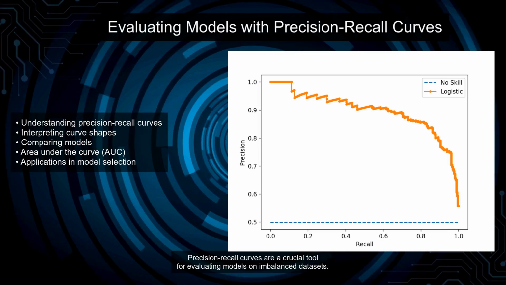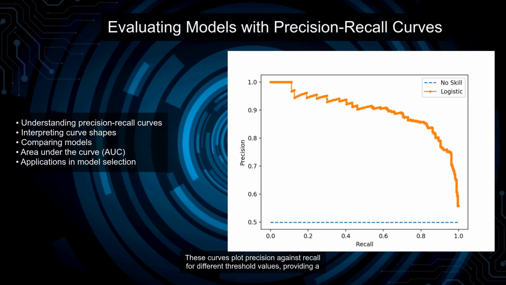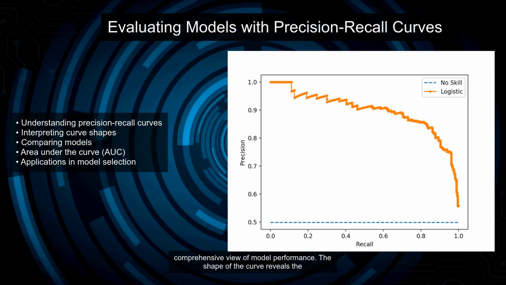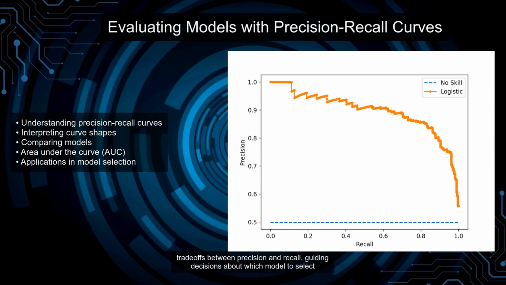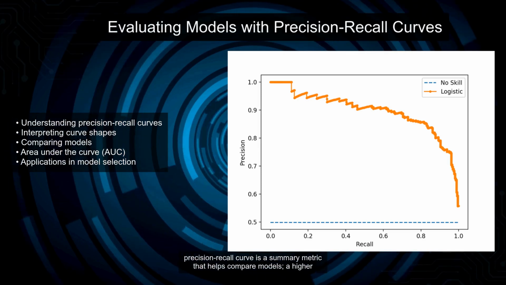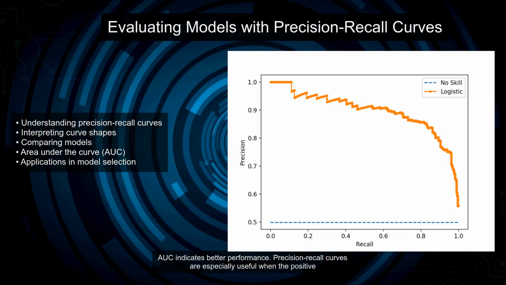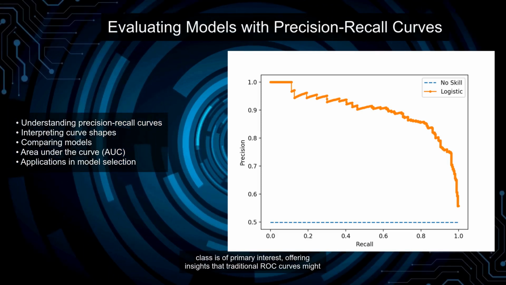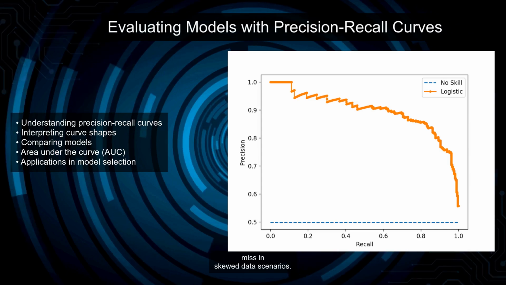Precision-recall curves are a crucial tool for evaluating models on imbalanced datasets. These curves plot precision against recall for different threshold values, providing a comprehensive view of model performance. The shape of the curve reveals the trade-offs between precision and recall, guiding decisions about which model to select based on specific needs. The area under the curve, AUC, of a precision-recall curve is a summary metric that helps compare models. A higher AUC indicates better performance. Precision-recall curves are especially useful when the positive class is of primary interest, offering insights that traditional ROC curves might miss in skewed data scenarios.